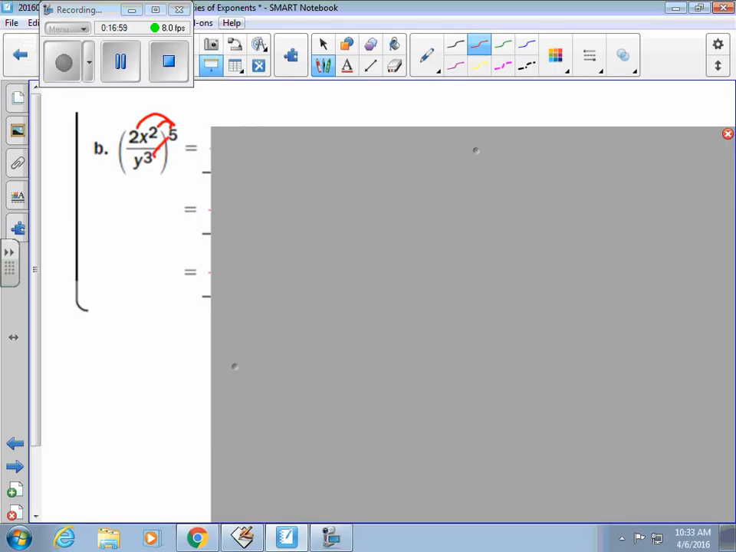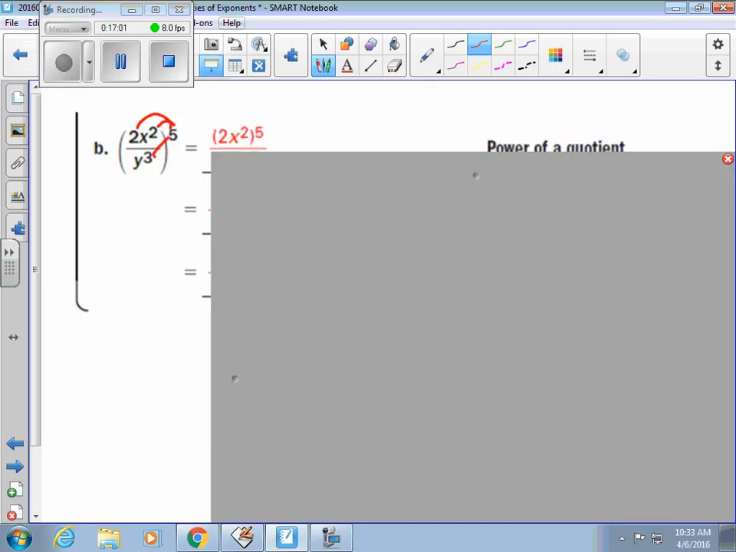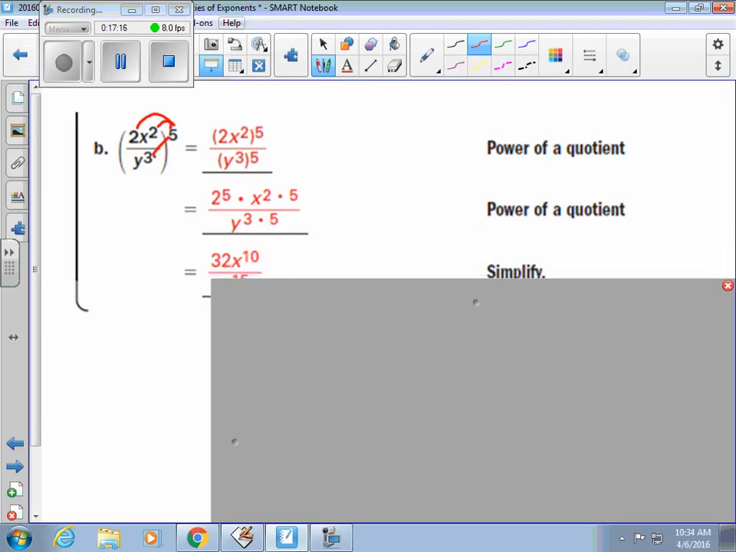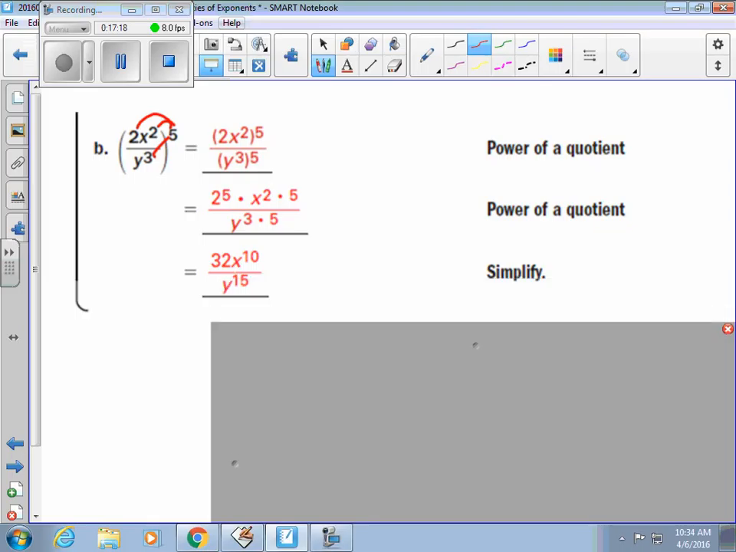And y to the third to the fifth, same thing. Multiply 3 times 5 to get to the 15th. It's just rewritten right there, both of them being raised to the fifth. And again here, 2 to the fifth, x to the second times 5, y to the third times 5. When you multiply those two together, 2 to the fifth is going to give you the number 32, x to the 10th, y to the 15th. Again, that's all we can do with that. You do not subtract 10 minus 15 because x and y are not the same base.